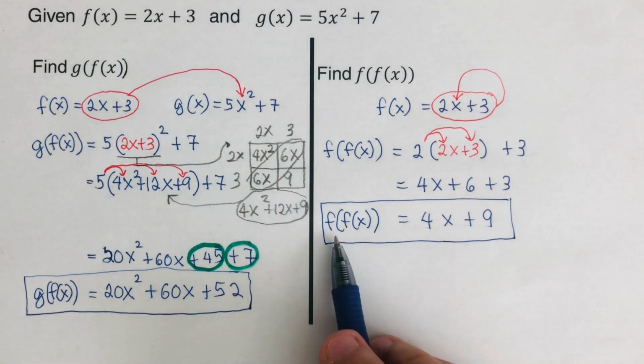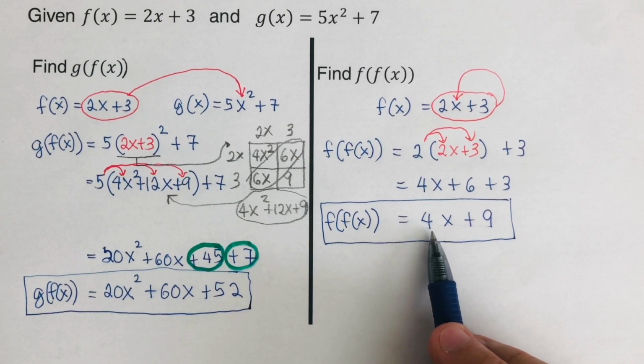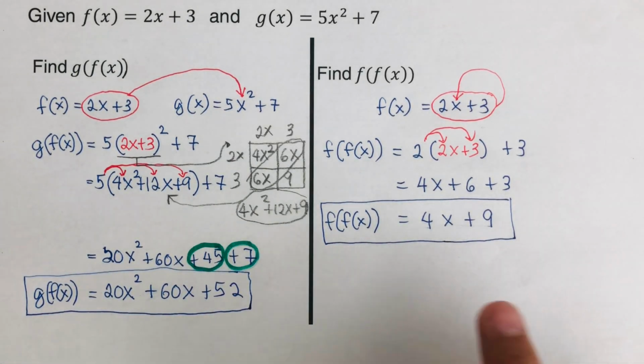Okay, so f of x is equal to 4x plus 9. Did you get the same answer as this? Good. Perfect. Now let's move on to the next example right here.